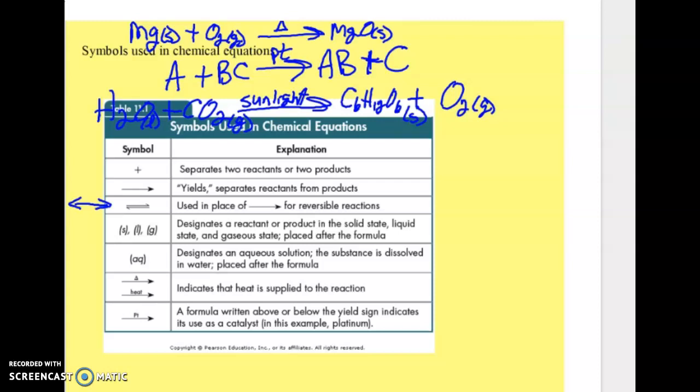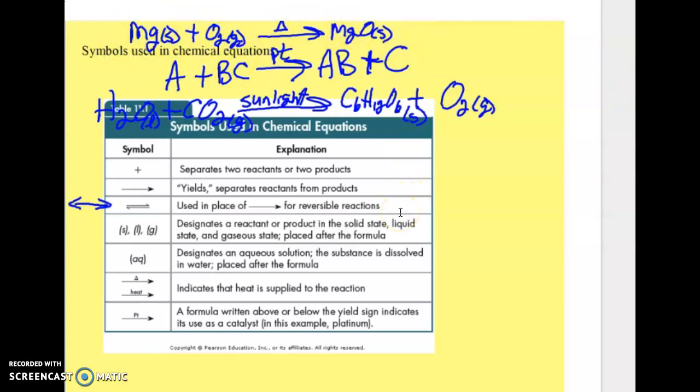All right, so when we talk about chemical equations, there are definitely some symbols that we see. This is taken directly from your book, and these symbols are really important. When we look at a chemical equation, we see the symbol plus, and most of you realize already that it separates either the reactants or the products. So, magnesium plus oxygen yields magnesium oxide.